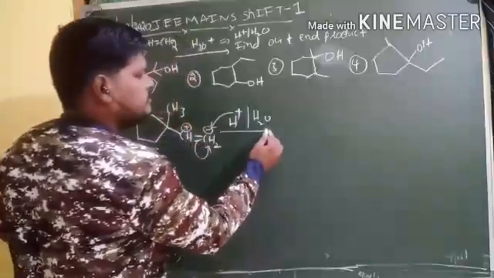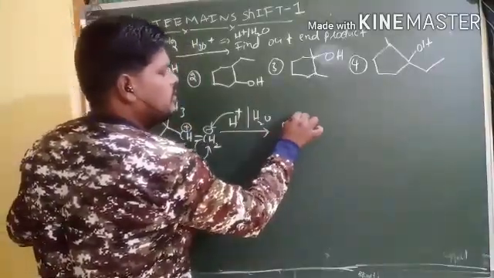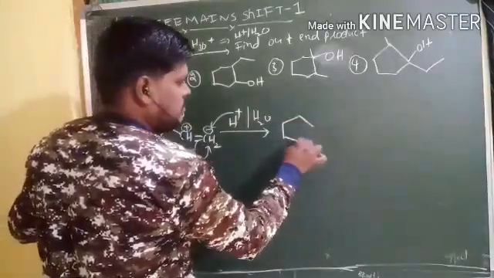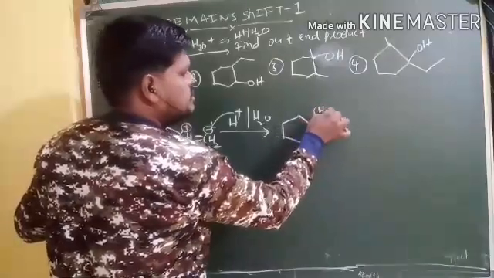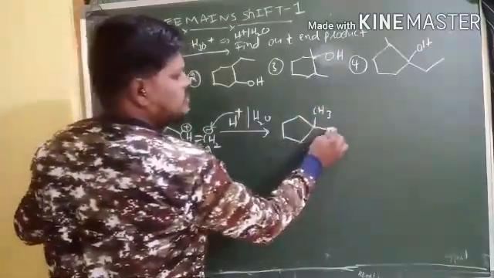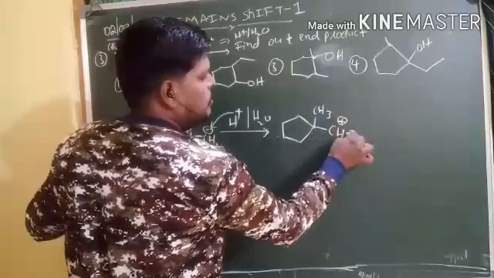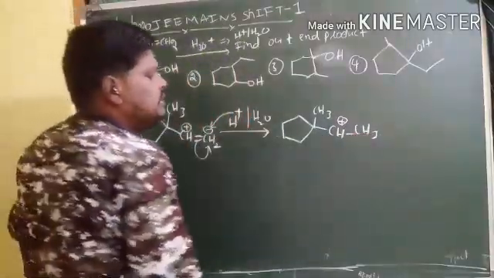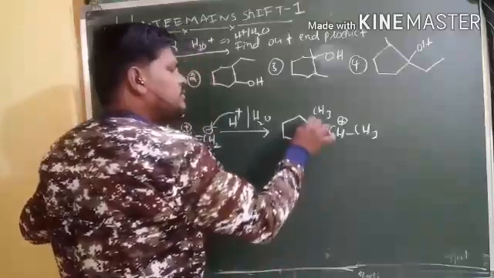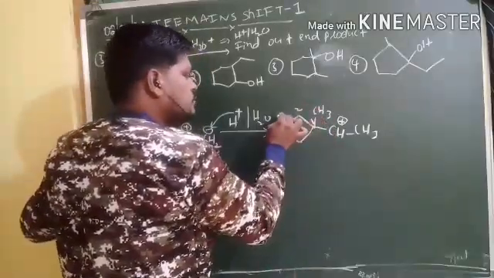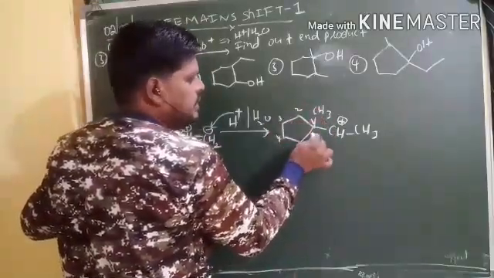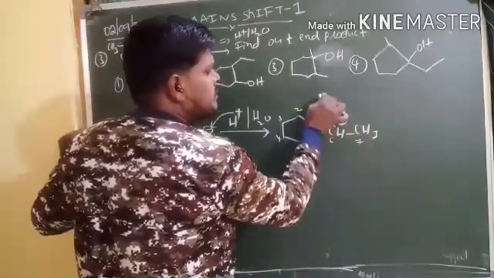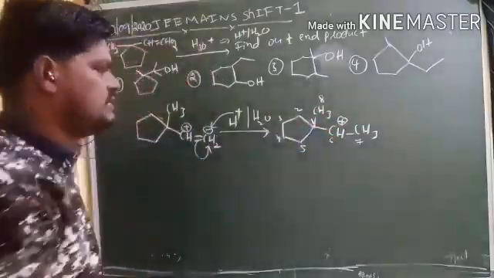Step. CH3, CH double bond CH3. Right? Here I want to give numbers for this one: 1, 2, 3, 4, 5, 6, 7 and 8. So this is the best numbering for this one.